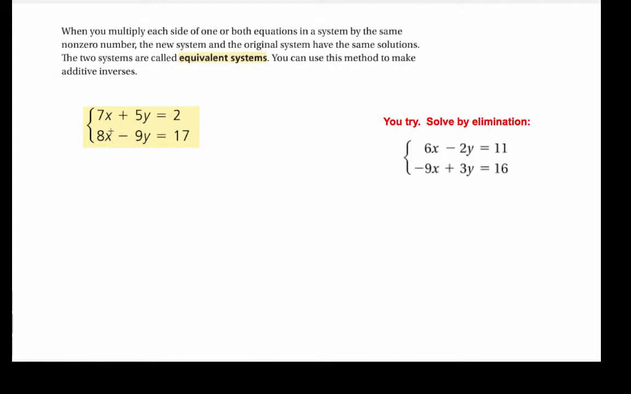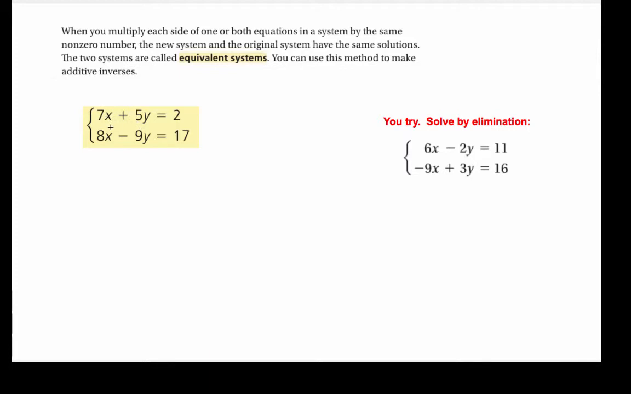So we have to be a little strategic. Maybe we multiply one of these equations by a number so that we get an additive inverse in the other equation, or maybe we multiply the second equation by a number to produce an additive inverse in the first. But after we examine these two, there's nothing we can multiply 7 by to get an 8, and we want to use integers here. We don't want to use fractions and get too crazy with this. There's nothing we can multiply 8 by to get 7. Same thing here with 5 and 9.